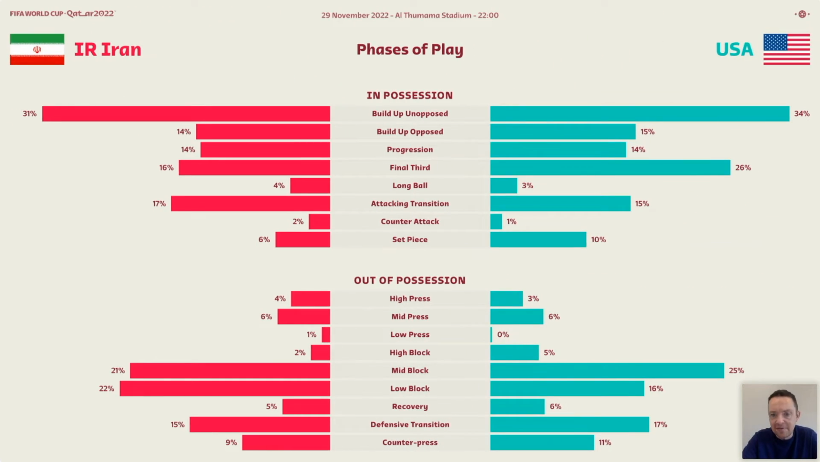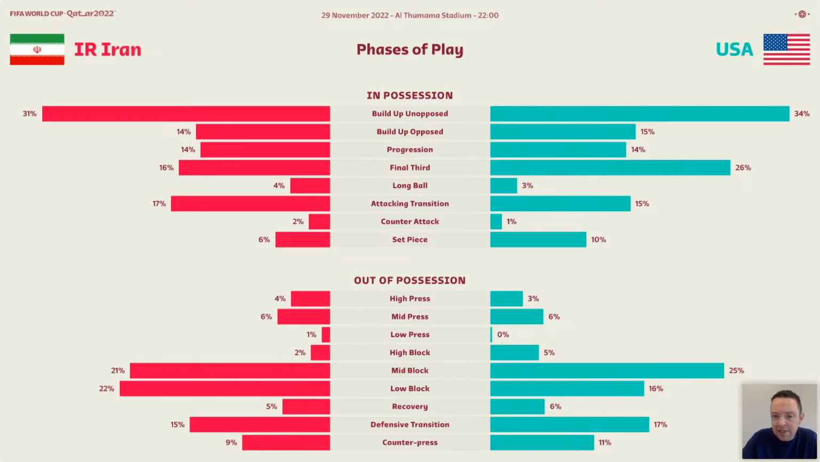The next slide is phases of play, and this is where I think we can see FIFA being really deliberate in providing a tactical context of the game. I think this is really cool because they're using different types of spatial and physical features around positions and distances to know when a team is in build-up opposed or build-up unopposed. Again, a number that jumps out to me is that final third statistic. How much time did the US spend in the final third? 26%. How much time did Iran spend in the final third?